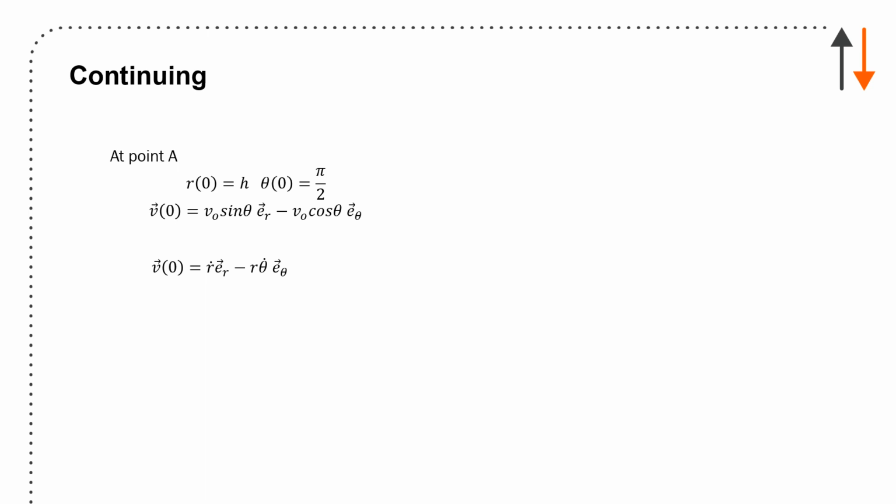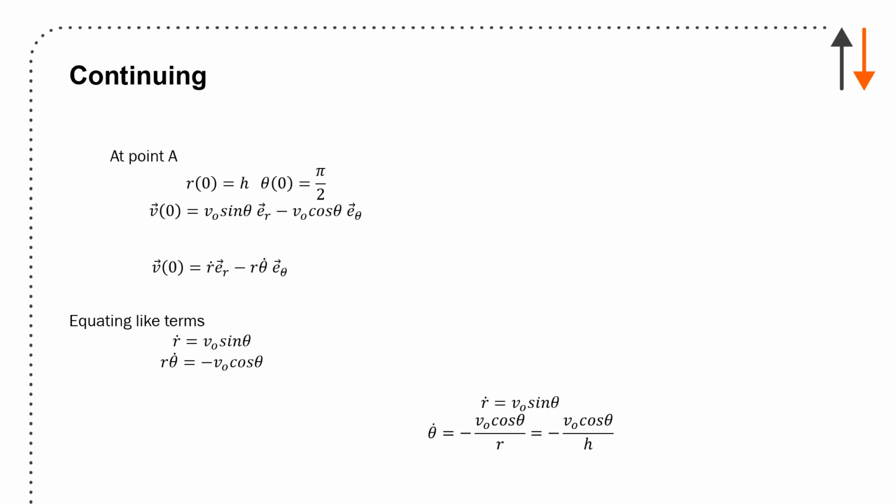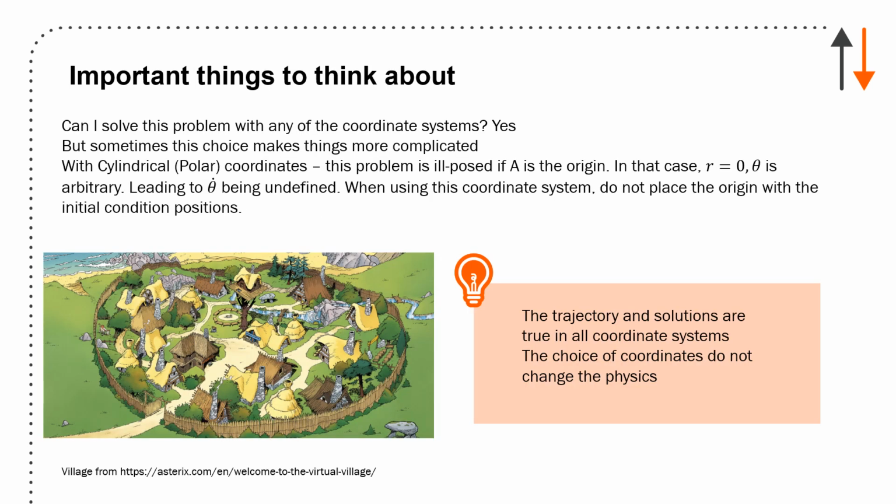Again, that's the definition, recognizing that I started out with the position vector r e_r, took a derivative, and got this expression for v. Equating the like terms, r dot equals V naught sin theta, which is v_r, and r theta dot equals minus V naught cos theta. So theta dot is equal to minus V naught cos theta divided by r, and r in this case is equal to h, so that's minus V naught cos theta over h.